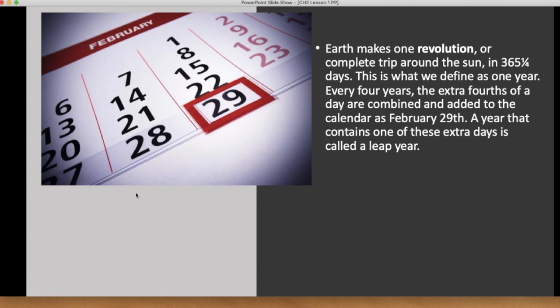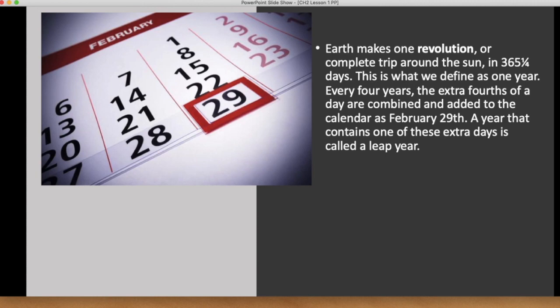Earth makes one revolution or complete trip around the sun in 365 and 1/4 days. This is what we define as 1 year. Every 4 years, the extra fourths of a day are combined and added to the calendar as February 29th. A year that contains one of these extra days is called a leap year. So leap year only happens every 4 years, and a leap year is really just one day. But we add that day on at the end of February.